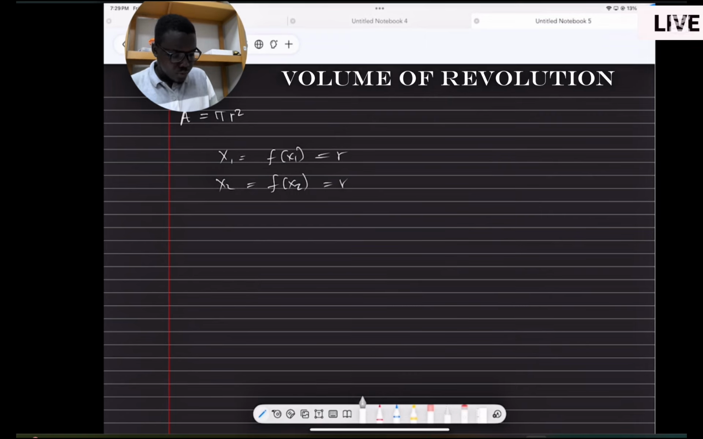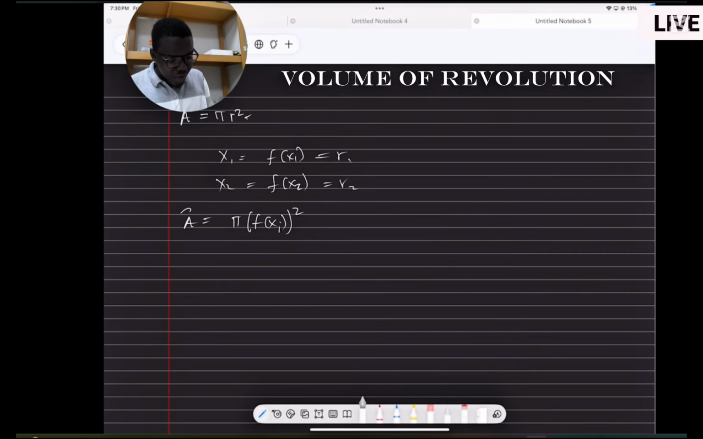So at each point we'll be able to evaluate our radius. In general, we can say that the area of the disc that we approximated the curve into at that point will be pi times the bracket, since our radius is f of x at each point, so f of x_i, all squared, because the radius here is squared.